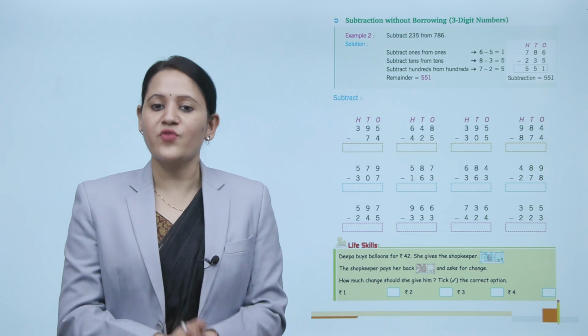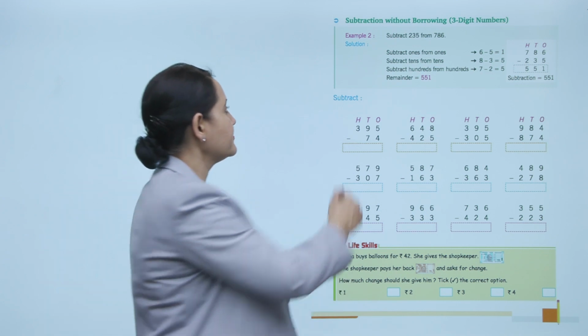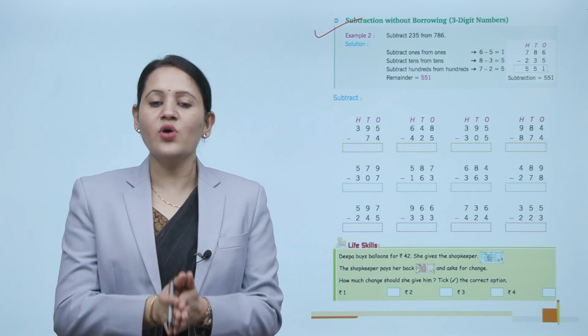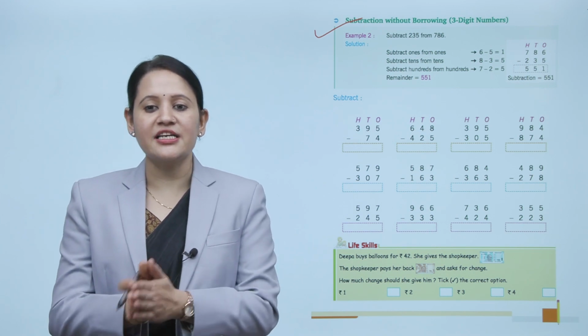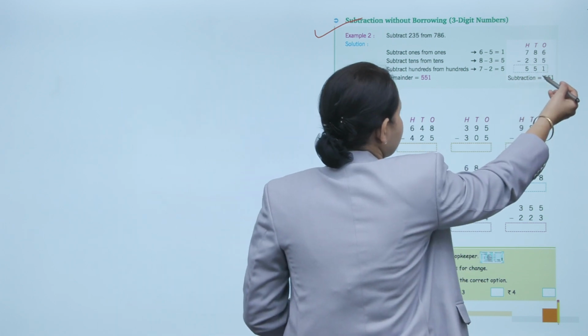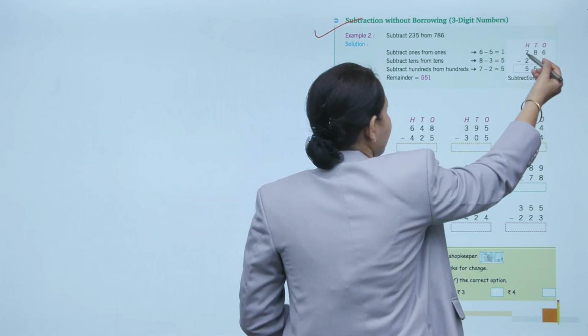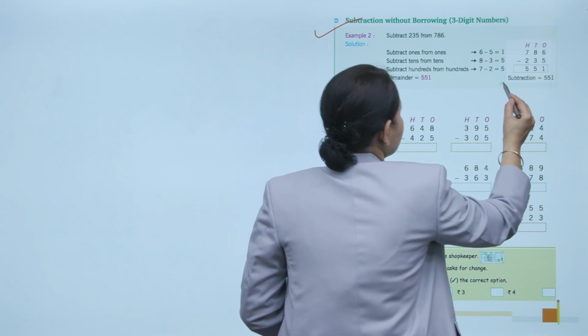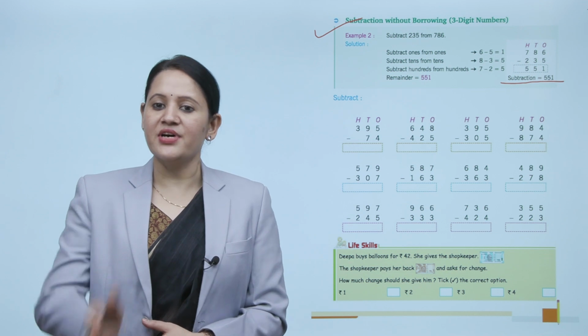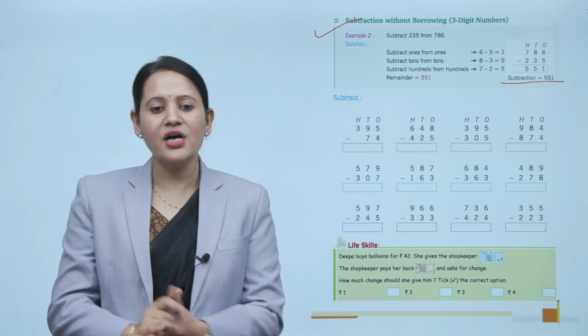Next, subtraction without borrowing 3-digit numbers. We have to subtract 235 from 786. Start from ones. 6 minus 5 is 1, 8 minus 3 is 5, 7 minus 2 is 5. So the answer is 551. Always start from ones, then tens, and then move to hundreds.